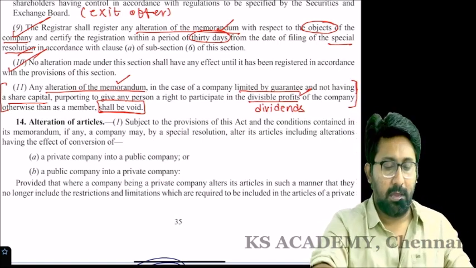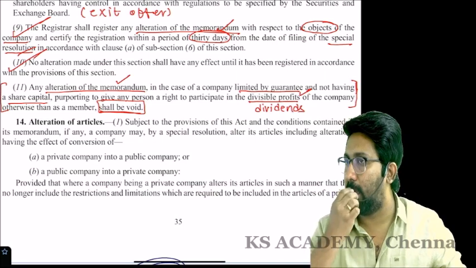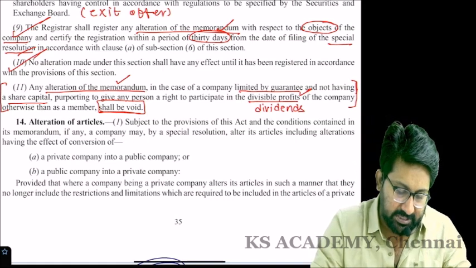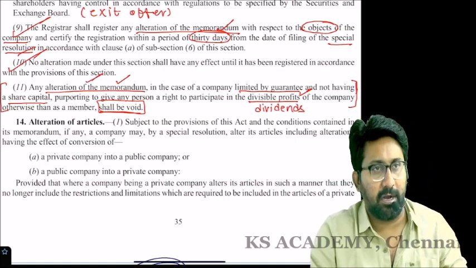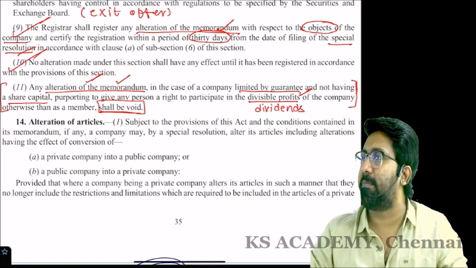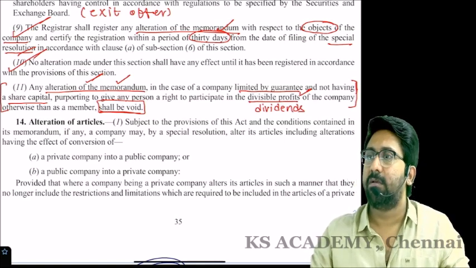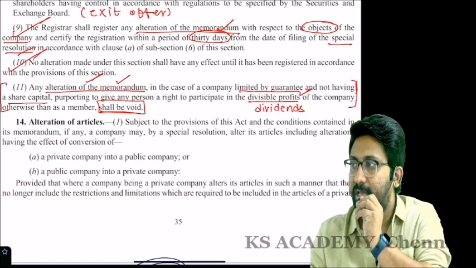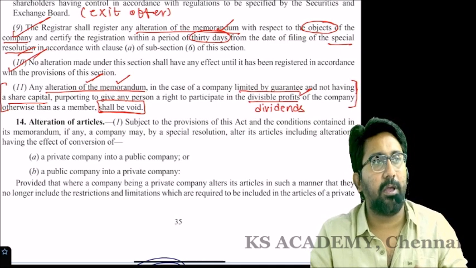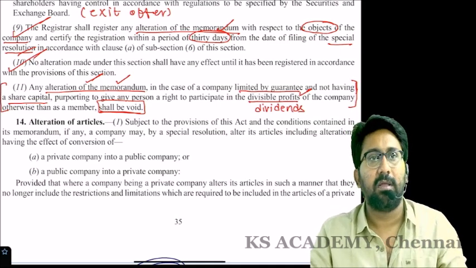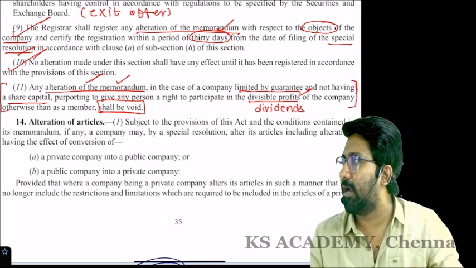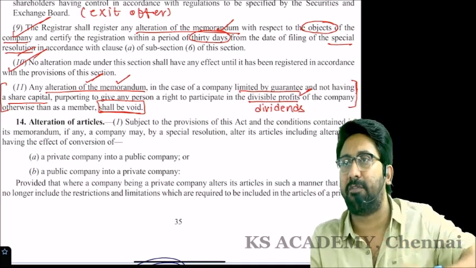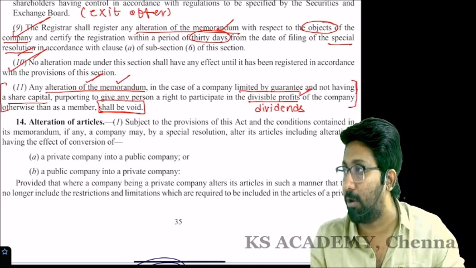See here. Company objects clause they are making a change. So objects clause change means the change is an alteration of the memorandum. In the objects clause they are making a change, saying that this guarantee company can issue ESOPs. ESOP means what? Employee stock options. Or they are telling that employees of the company will be given a share in the profit of the company. Guarantee company I am talking about.